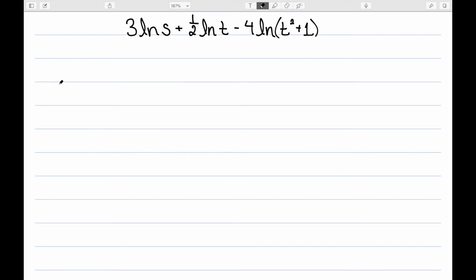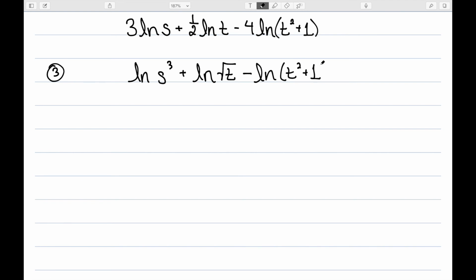This time I have 3 ln s plus 1/2 ln t minus 4 ln of t squared plus 1. Once again, I'm going to start with rule 3. I want to move the exponents up. So I can write this as ln of s cubed plus ln of a 1/2 means a square root, so the square root of t, minus ln of, we move the 4 up, so we have t squared plus 1 to the 4th.